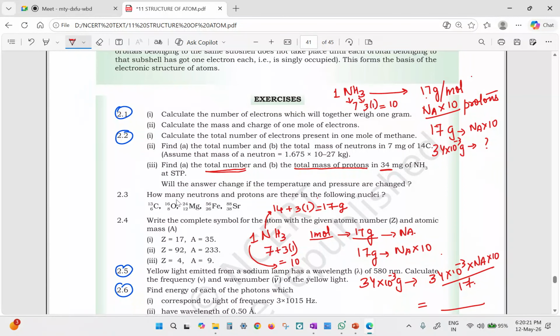And what is the mass of the proton? The mass of the proton is same as the mass of the neutron, 1.675 into 10 to the power minus 27. Your electron alone is 1 by 2000th of a proton, which is 9.1 into 10 to the power minus 31 kilogram.